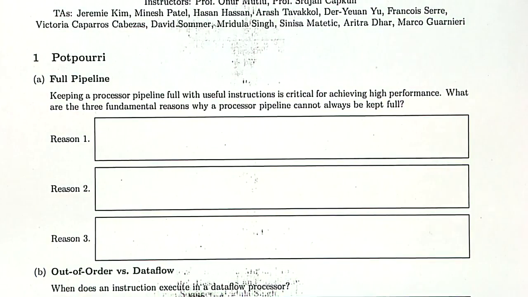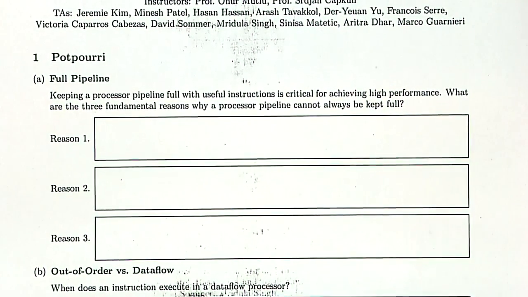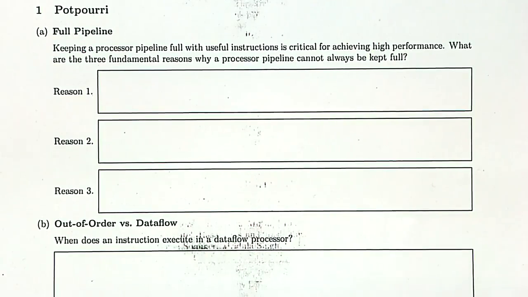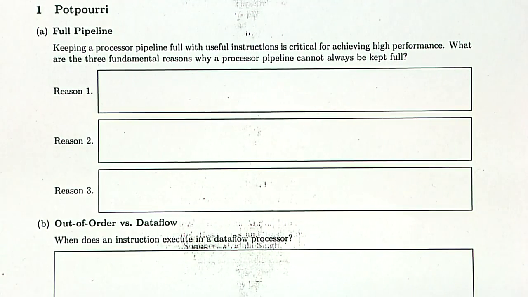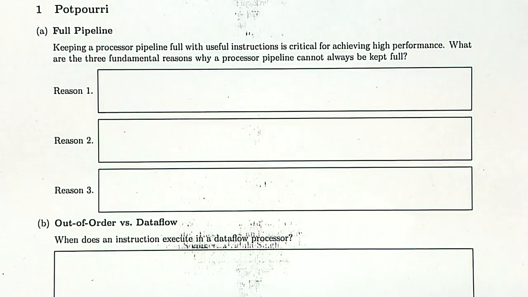Okay. So can most of you read the overhead, or is it too small? Especially in the back? It's okay? Okay. So we'll just start going through these then. The first question asks about a full pipeline processor. I'll just read the question. Keeping a processor pipeline full with useful instructions is important to achieve high performance. What are 3 fundamental reasons why a processor pipeline cannot always be kept full?